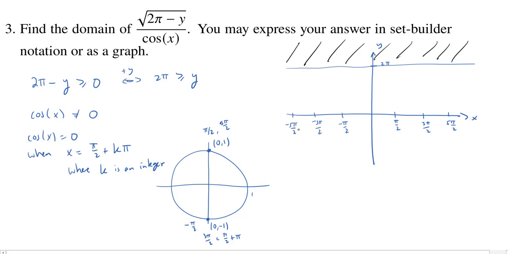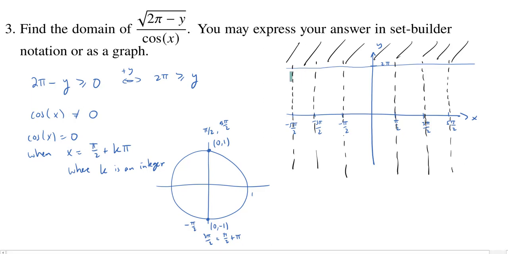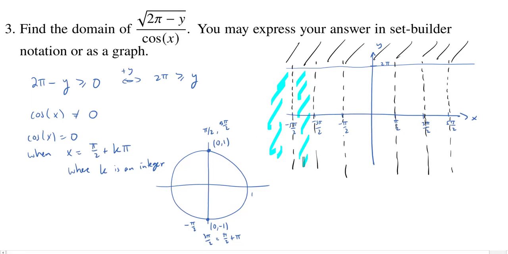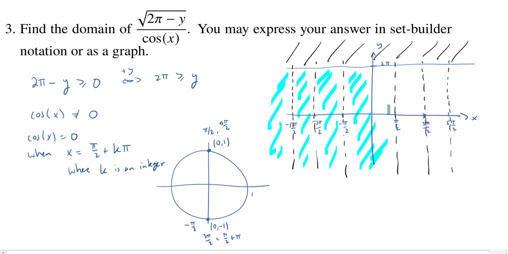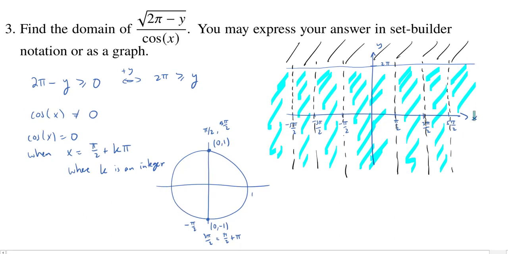At all these positions, the cosine of x would be 0, so we're not allowed to have those x's. So we have to toss those out. Again, I'll do that in black. This is certainly not evenly spaced, but hopefully you get the idea. So we cannot have points that lie on these dotted black lines. And so the domain would end up being all this stuff below y equals 2 pi, or equal to, and lying in between these dashed lines.